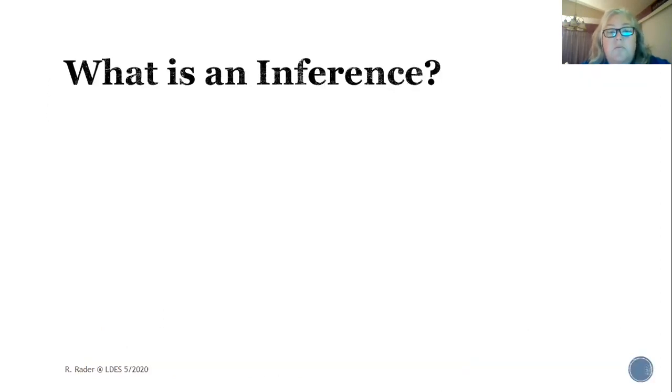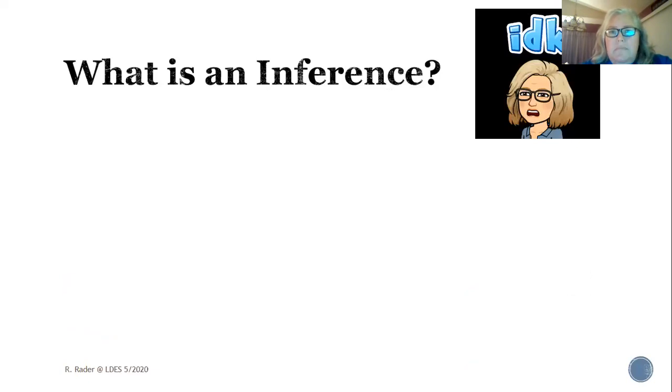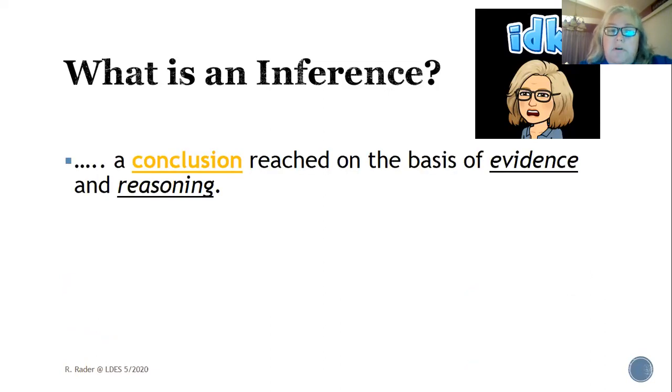We're learning what an inference is, and you can do that in both fiction and nonfiction text. So what is an inference? I know some of you out there probably remember. Some of you might be like, I don't know what it is. Well, I am here to help you. An inference is a conclusion reached on the basis of evidence and reasoning. We've talked about evidence before. Remember, that's the magnifying glass trying to find what we're reading in the text and what it actually says.